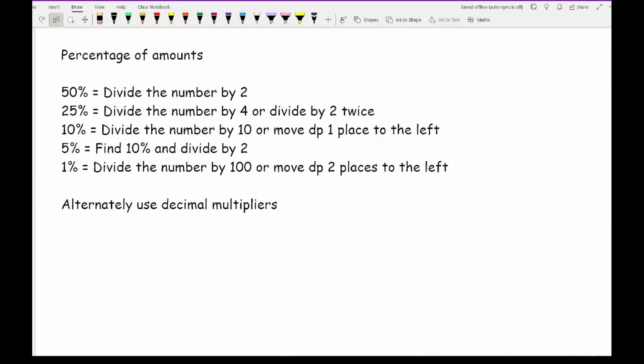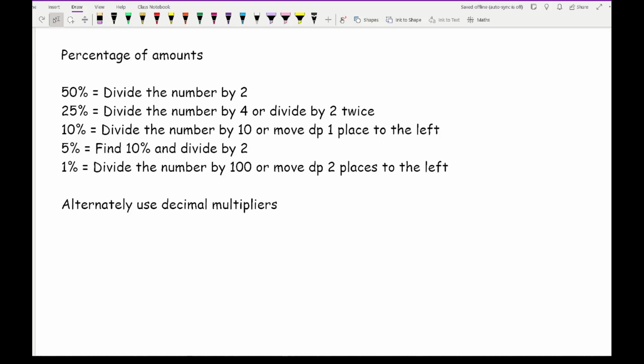Now when working with percentages, it depends on whether it's calculator or non-calculator. For non-calculator questions, you'd have to work it out manually. To work out 50%, divide the number by 2. To work out 25%, divide the number by 4 or divide by 2 twice. 10% is divide the number by 10 or move the decimal place one place to the left, making it smaller. To find 5%, find 10%, then divide the number by 2. And to find 1% is either divide by 100 or move the decimal point 2 places to the left.